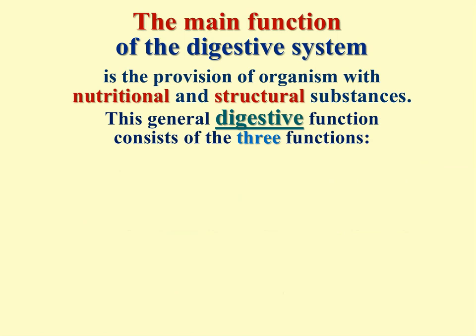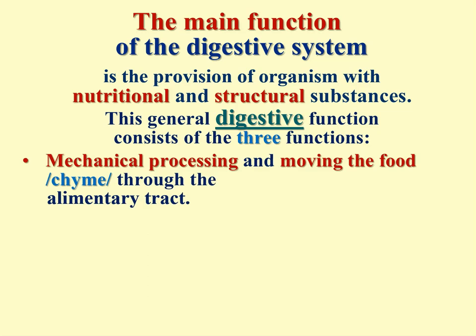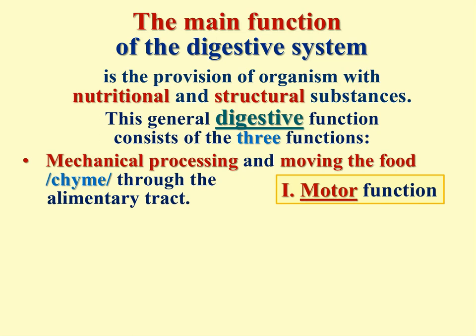The general digestive function consists of three main functions. First, for digestion, we need to produce mechanical processing of food, and the food is converted to the chyme. The content of the digestive tract is called chyme. This chyme should be mixed and moved along the tract. Generally, this function can be called, in short, motor function. All mechanical processes are included into motor function, and it is performed by the smooth muscles in the digestive tract.